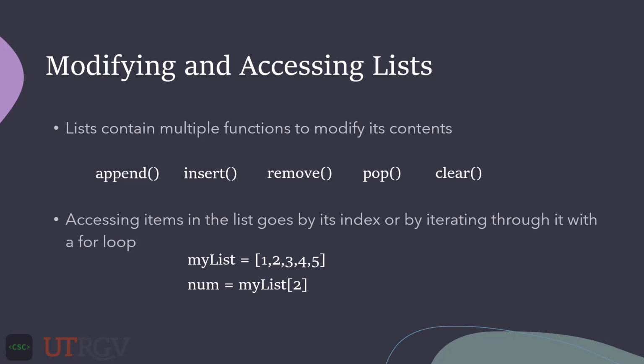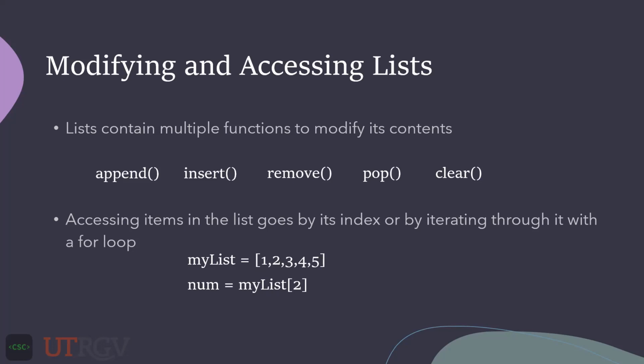That's what append does. Insert does the same thing, except insert takes in an index location. So if you want to add it to the middle of the list, you can add it to whichever index you want, and it'll automatically shift all the other items after it to the right one space.